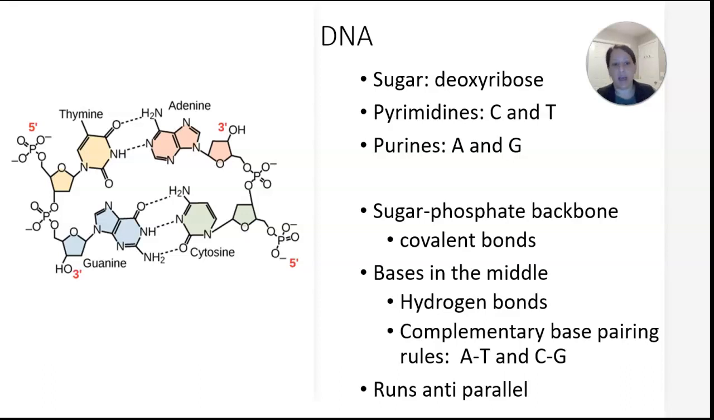Guanine never base pairs with adenine. Cytosine never base pairs with thymine. Cytosine never base pairs with adenine, and guanine never base pairs with thymine. So that's a rule, okay? Between guanine and cytosine, there are 3 hydrogen bonds, and between thymine and adenine, there's only 2 hydrogen bonds.